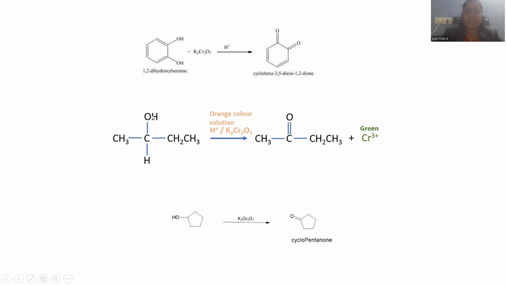Again, this is the kind where we have a secondary alcohol, which upon reacting with the K2Cr2O7 orange-colored solution that can be added over there, and a ketone will be the expected product. And this is cyclopentyl alcohol; when K2Cr2O7 is added, cyclopentanone will be the expected product, it being a secondary alcohol.